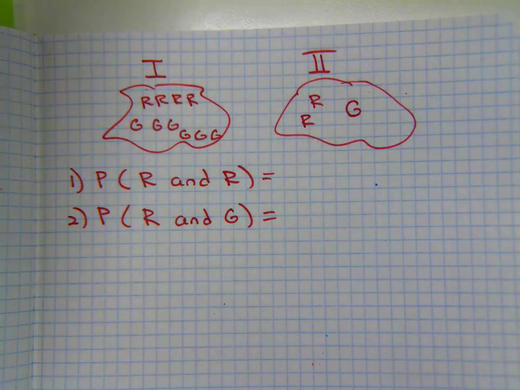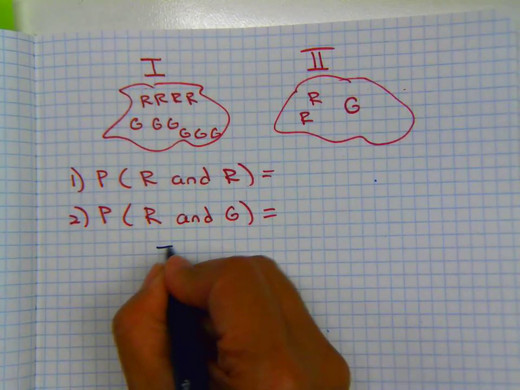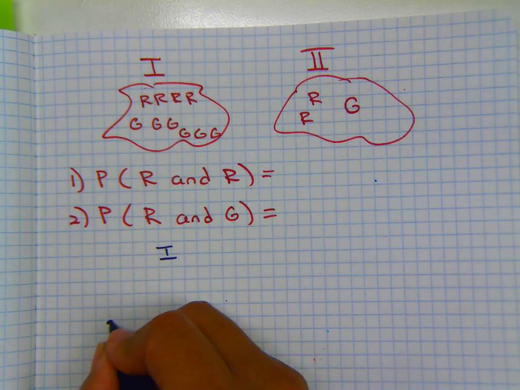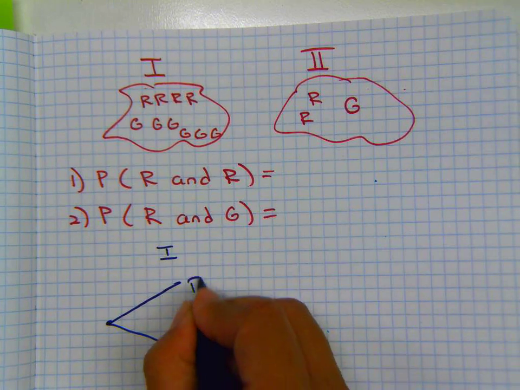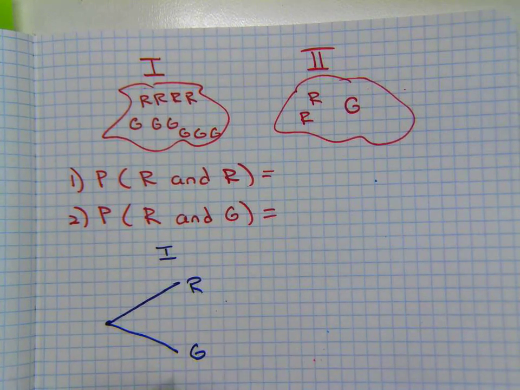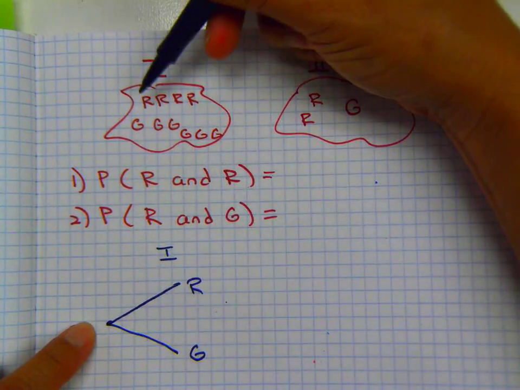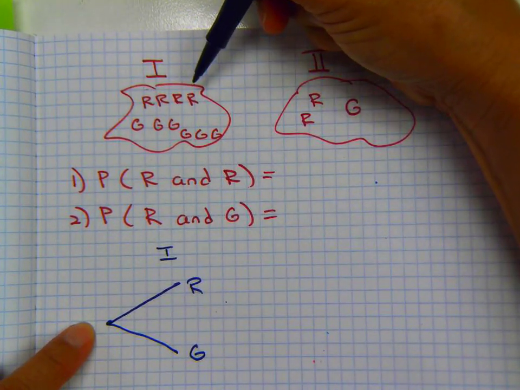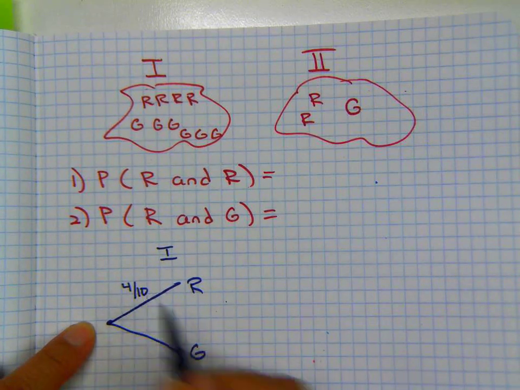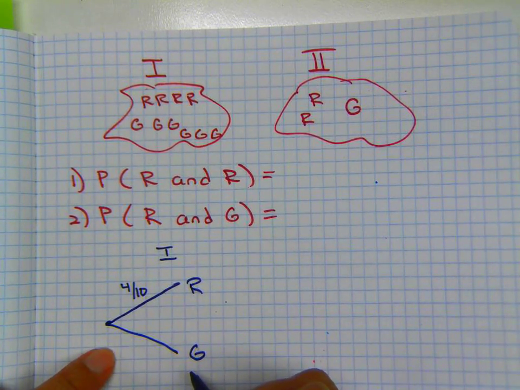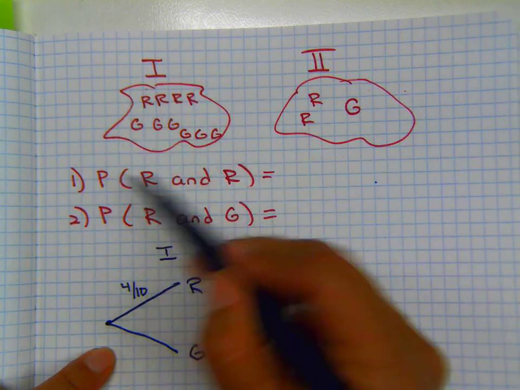All right, let's take a look at your tree diagram. So bag number 1 is my first situation. So I can either pull out a red marble or a green marble. The probability that I pull out a red marble is 1, 2, 3, 4 out of a total of 10. So this is going to be 4 out of 10. The probability I choose a green marble, 1, 2, 3, 4, 5, 6 out of 10.